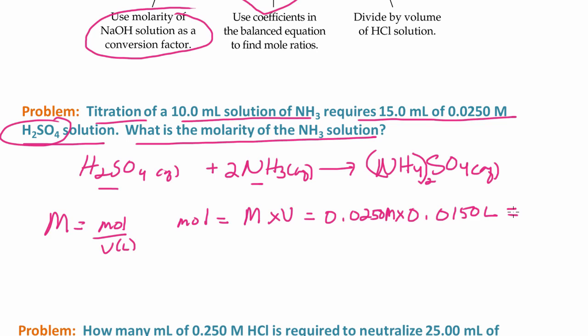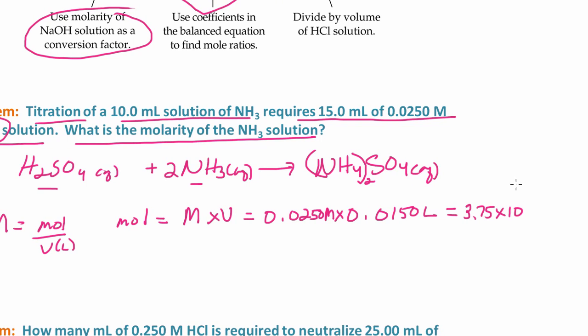I have 0.025 times 0.015, and that gives me 3.75 times 10 to the -4 moles of sulfuric acid.